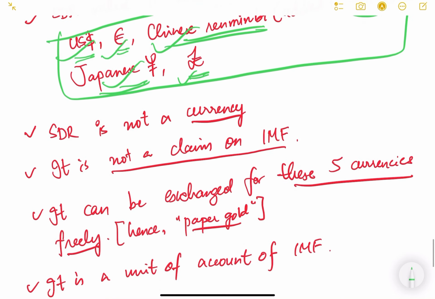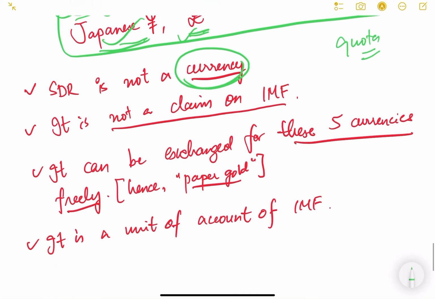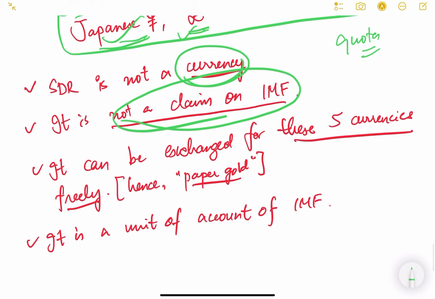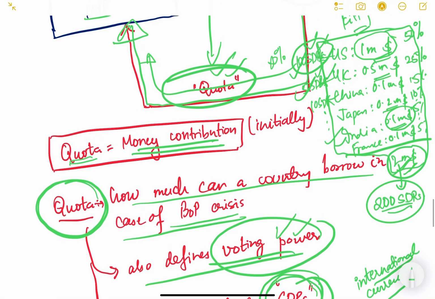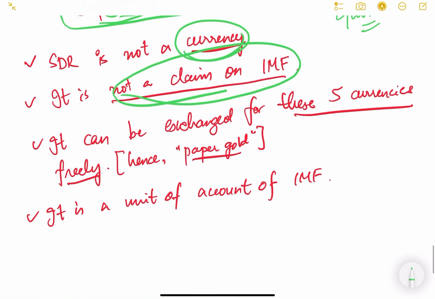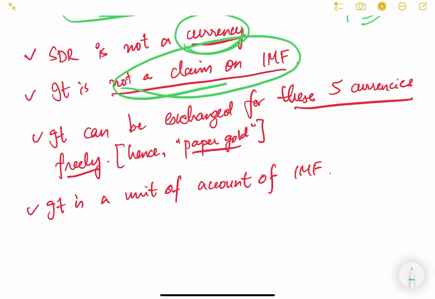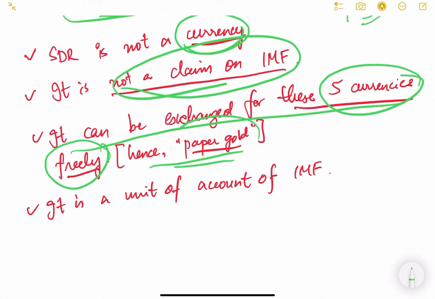Okay, and SDR is not a currency, it is just a quota, or it is just an international reserve asset. It is also not a claim on IMF. Okay, so it is not that a country can go and say, I have given you $1 million, so you give me back my $1 million. So it is not a claim. So IMF has not taken a loan from a country. It is just a voluntary contribution of the members to the kitty. Okay, and it can be exchanged for the 5 currencies freely. So that's why it is known as paper gold. Just like gold could be converted into US dollar or any other currency, this SDR can also be converted freely into the 5 currencies, and that's why it is known as paper gold.